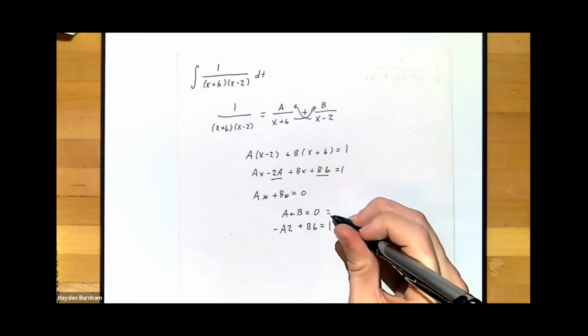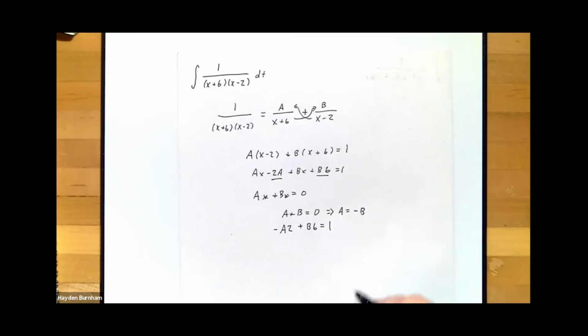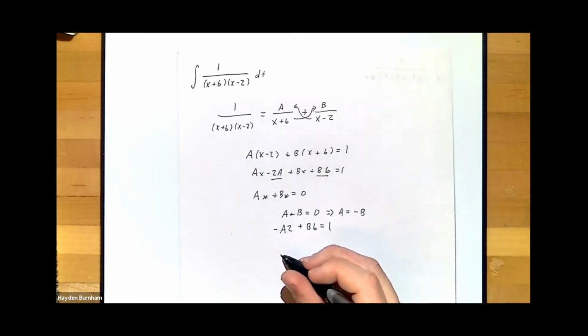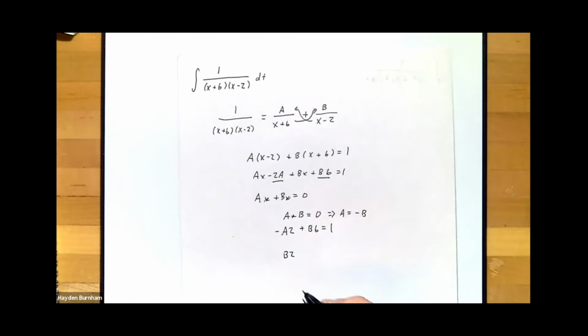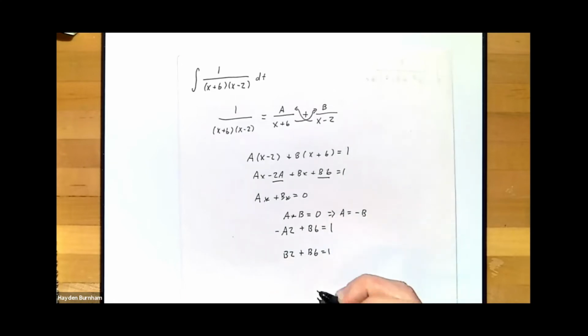And I know from this first equation that A is going to have to equal negative B. So I can just substitute that into this equation. So that's going to be B times 2, the negatives would cancel out, plus B times 6 equals 1. So that must mean that B equals 1 over 8.